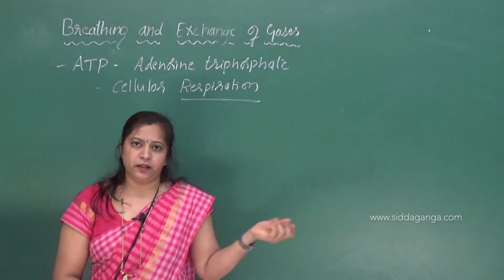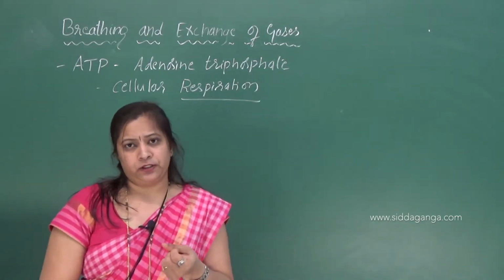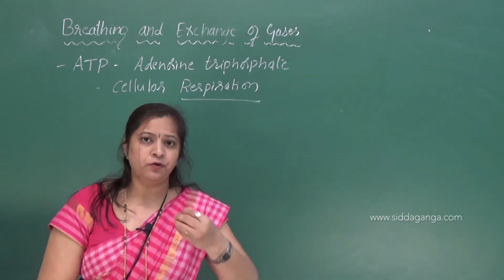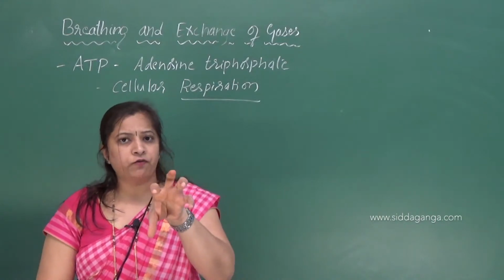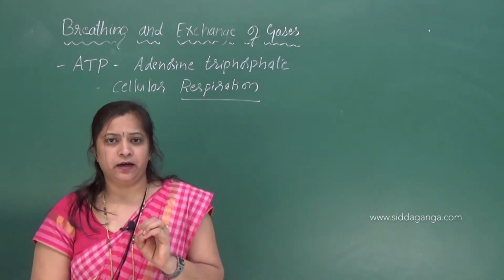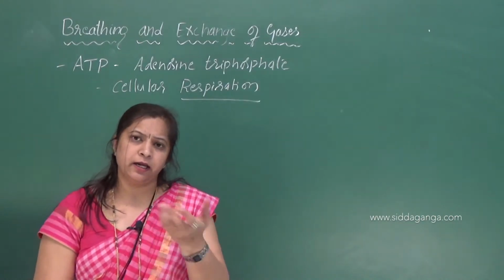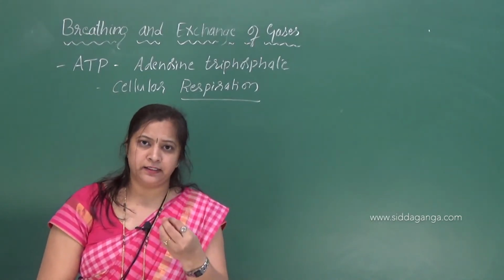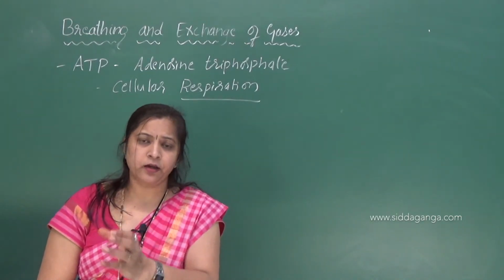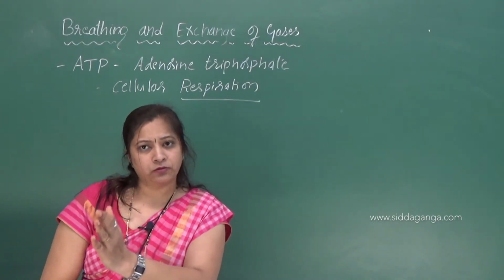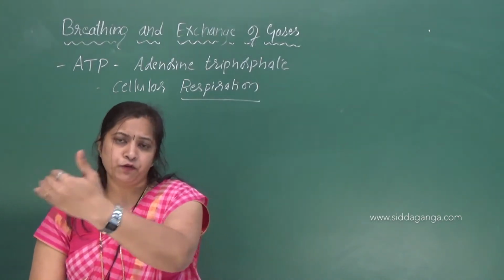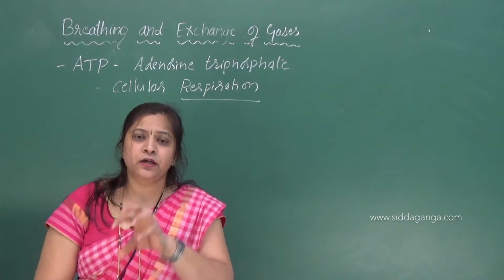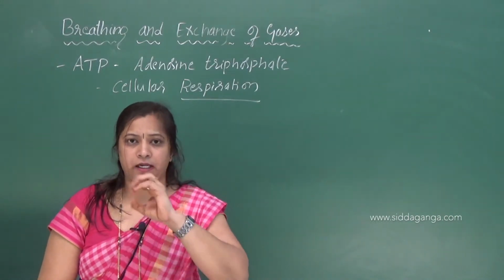I already studied in the last chapter the digestion process in human beings. The digestion occurs in the alimentary canal with the help of various digestive enzymes, right? Once the food is digested in the alimentary canal, what are the end products of digestion? The end products of digestion, that is glucose, amino acids, fatty acids, are absorbed into the blood. Once they are absorbed into the blood, the blood will carry these food nutrients to all the cells of the body, and in the cells these food nutrients get oxidized.